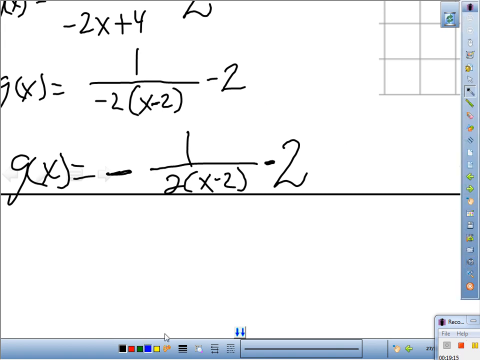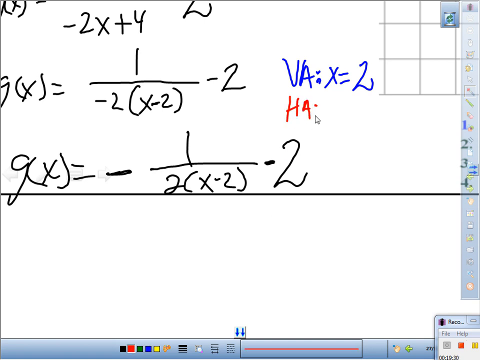All right, so vertical asymptote. X equals what, Victor? 2. Horizontal asymptote. Pass it to someone, Victor. Y equals what?